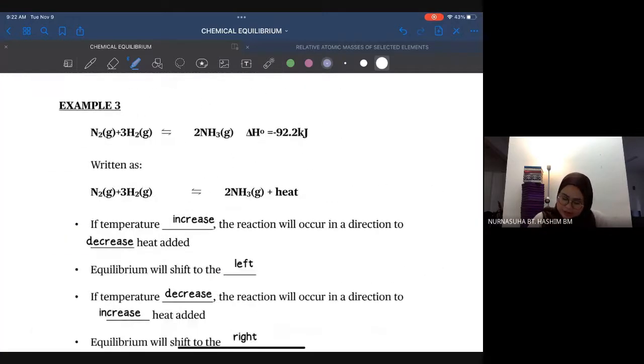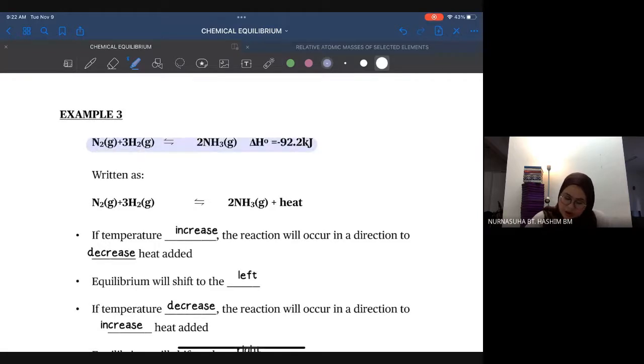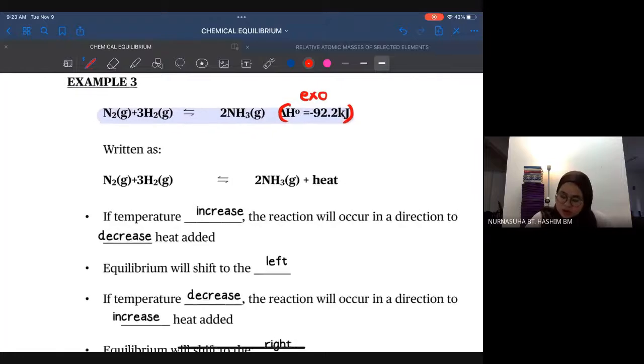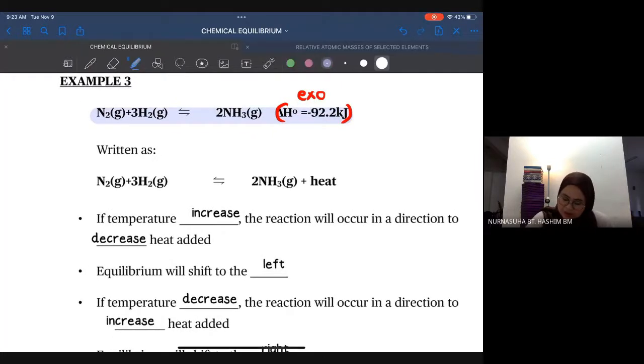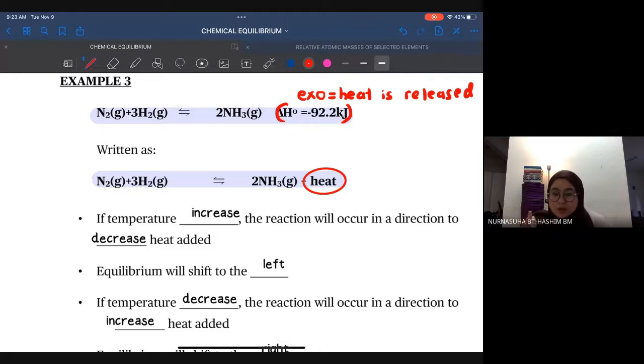Okay, kita tengok example 3 ya. So for this equation, kalau awak tengok, this is exo. Exothermic reaction, kenapa? Sebab negative value of enthalpy. So equation ini boleh juga ditulis sebagai yang kat bawah ni. So apa beza equation 1 dengan 2 ni? Yang kita tambah heat. Kita tahu exo means that heat is released. Sebab tu heat tu duduk dekat bahagian produk sebab heat is released.